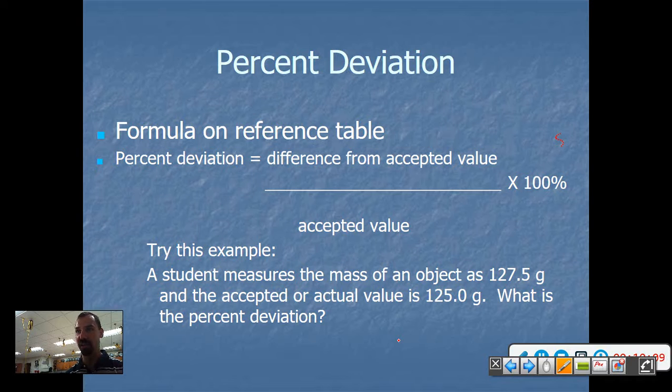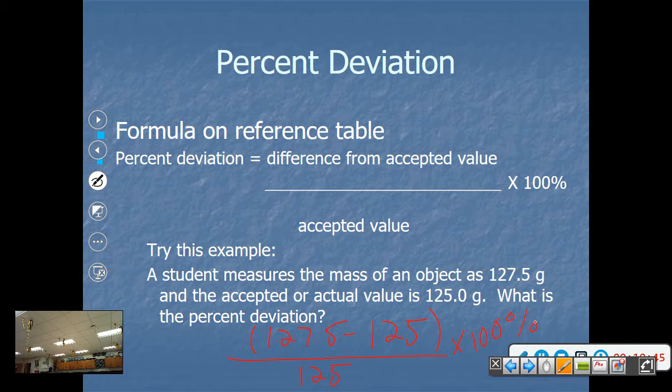Here's another example, which I'll do up on the smartboard. A student measures the mass of an object to be 127.5 grams. The accepted or actual value is 125.0 grams. What is the percent deviation? On top of the fraction, you're going to go 127.5 minus 125, divided by 125, because the accepted value goes on the bottom, and then multiply times 100%.